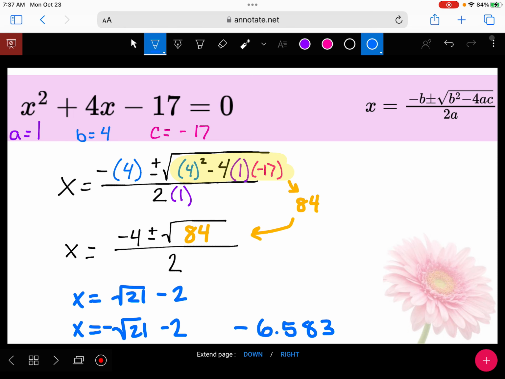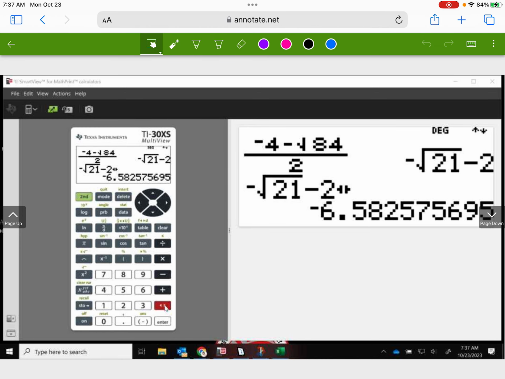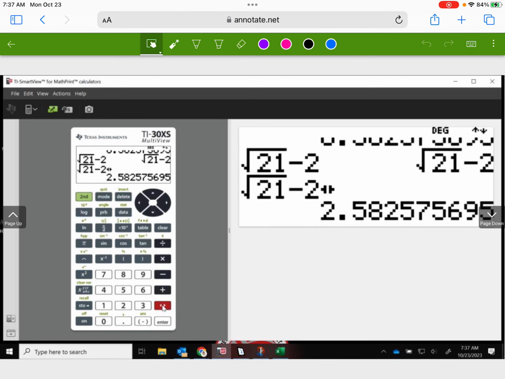Let's go back and grab the approximate decimal answer for the top. That was our square root of 21 minus 2. Make sure that the minus is outside the radical. And we want our decimal version, so we hit the 2 arrows, and we get 2.583.